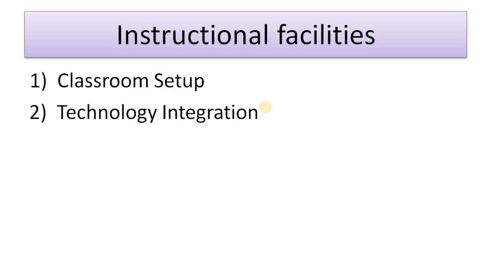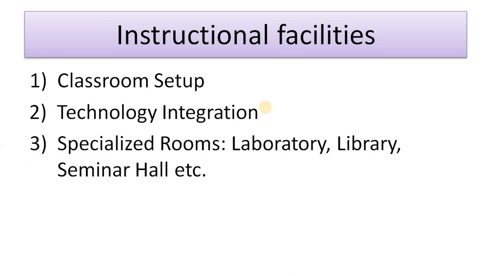There should be enough room for the students. There should be enough toilets for the students, and there should be enough benches or chairs for the teachers and benches for the students. There should be light, fan, everything. It is called proper classroom setup. Technology integration: there should be a mix of technology. All the teaching learning process should happen with the help of technology. It can be an instructional facility.